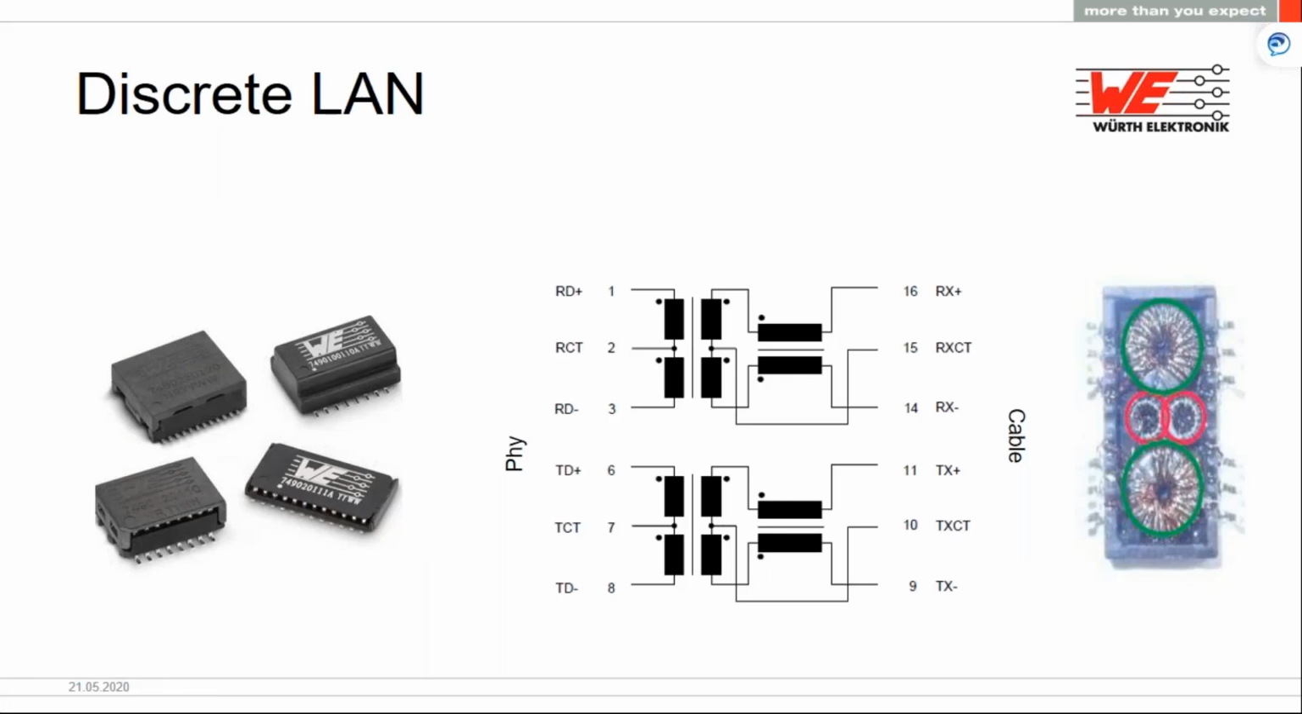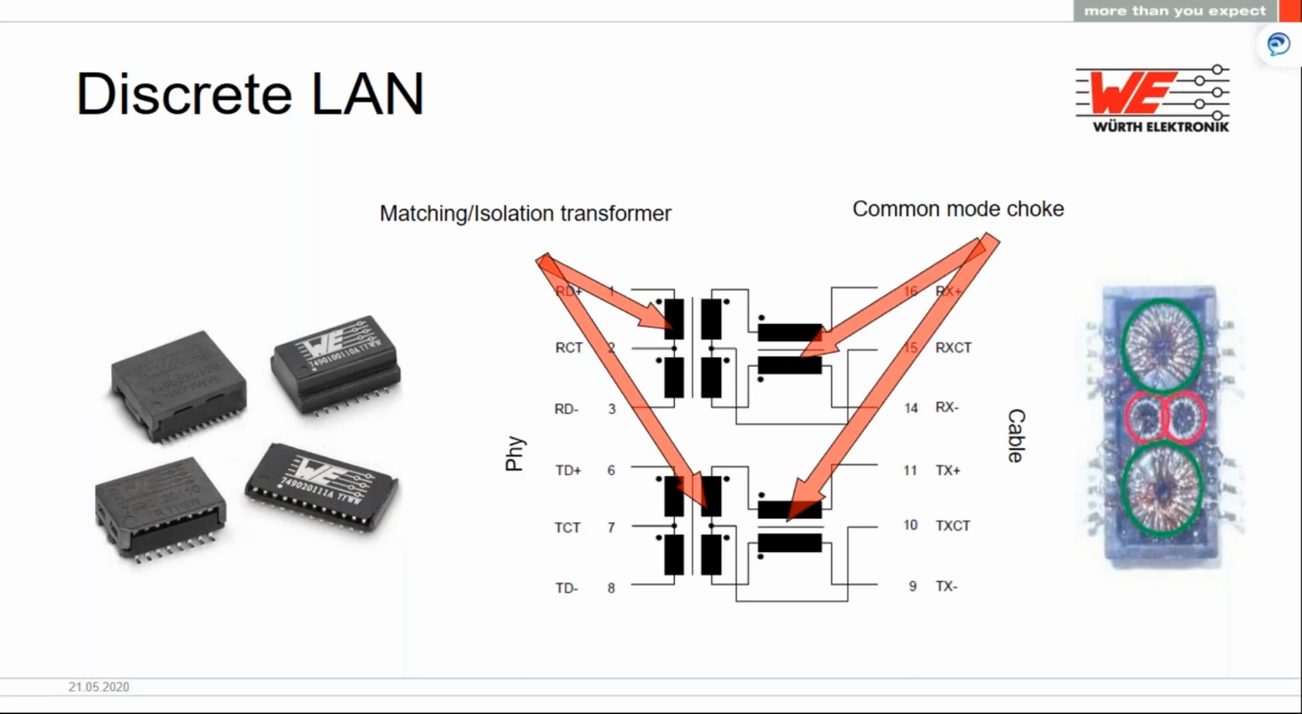In general, there are two types of LAN transformers used in PoE applications, discrete and integrated. We'll start by talking about discrete first. As you can see on the left side of the screen, a LAN transformer is basically a small black box with multiple pins or legs on it. Taking a closer look at the schematic shows that it is made up of two essential components. One is the common mode choke, and second is the matching or isolation transformer. One pair of transformer and choke is present on the transmitting end and another on the receiving end. As we saw in the previous slide, the transformer provides galvanic separation, and the common mode choke helps reduce EMI.